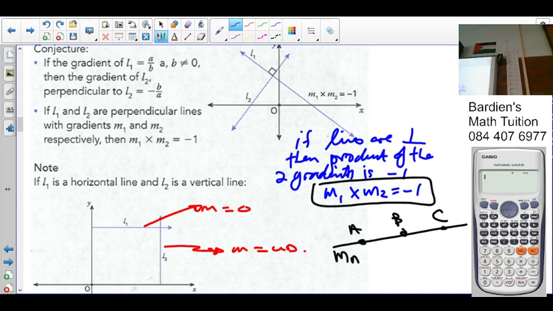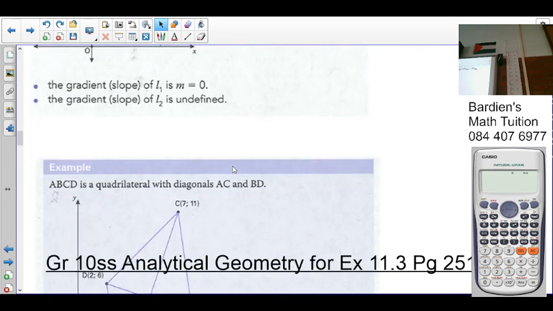So gradient AB will be equal to the gradient AC, which is equal to the gradient of BC. Those 3 gradient calculations will be the same. Why would the gradients be the same? Because it's on the same line. Anywhere along that line will have the same gradient. Not so? So if points are collinear, the gradients will be the same.